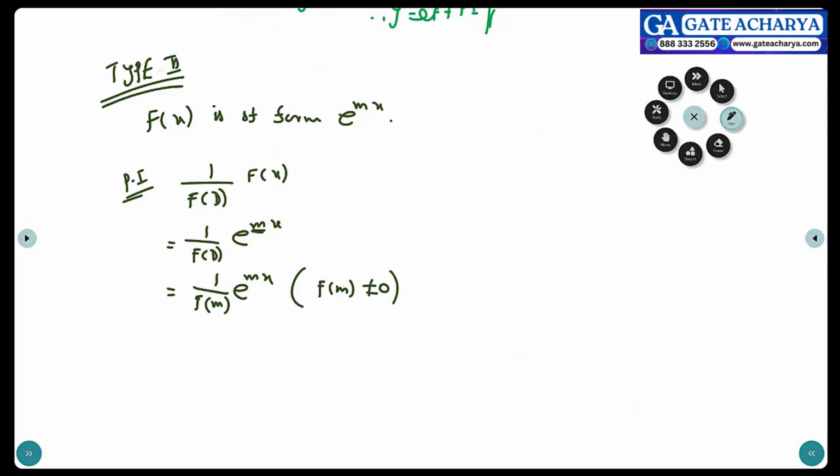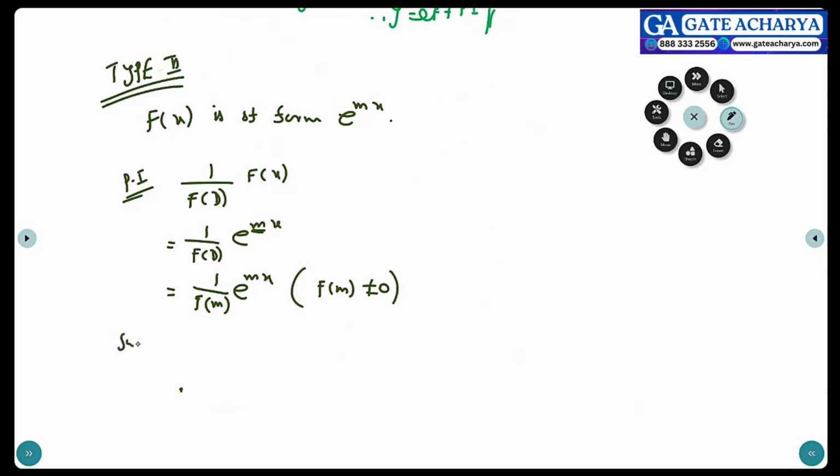That's the condition. So 1 by f of D into f of x. The f of x is the right hand side of the differential equation. It is exponential form, so e power mx. In this case, we replace all D by the coefficient of x from the exponential, that is m. So 1 by f of m into e power mx, provided f of m is never 0.